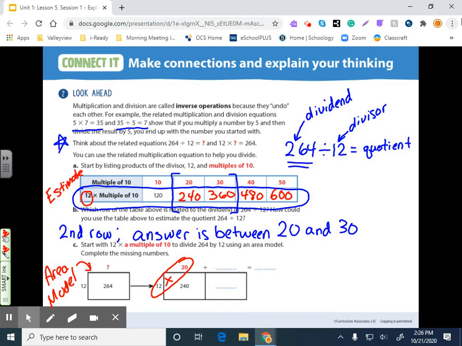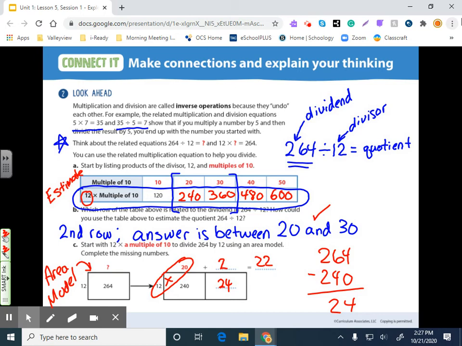And we know that 264 minus 240, that's going to give us 24 left over. So we put that right in there. And then we know 12 times what will give us 24? Well, that's 2. And then we know 20 plus 2 is 22. So our answer for 264 divided by 12 is going to be 22. And look at that, it checks out. It's between 20 and 30. So we've done it right with that.